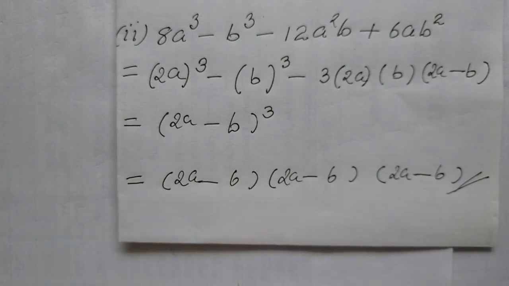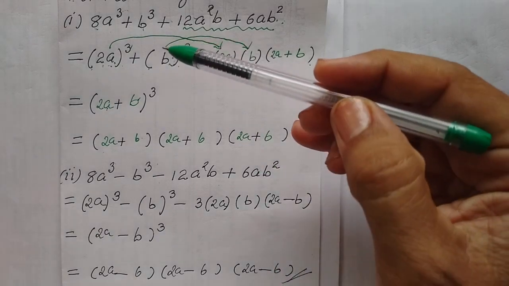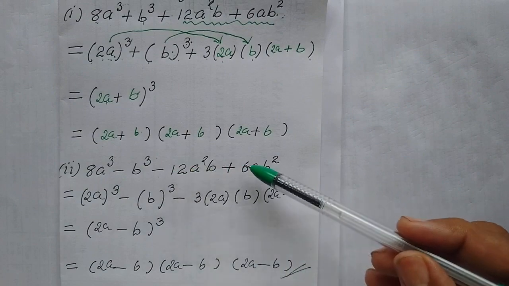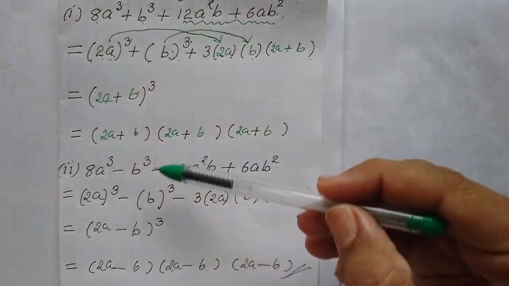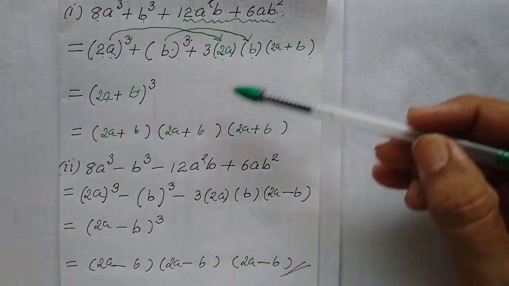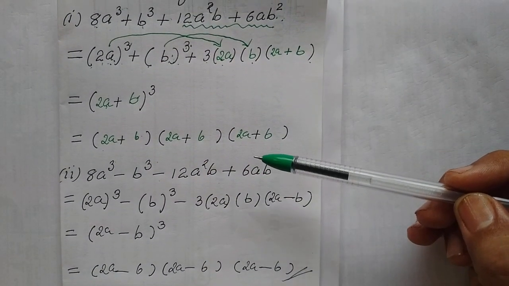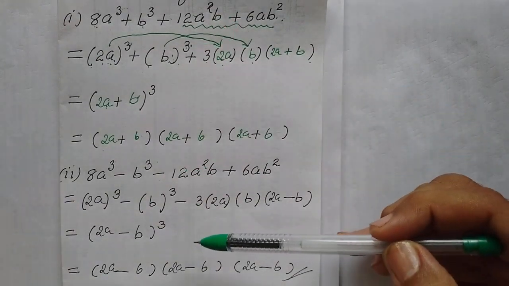Understood? Now see, children, you can see that here plus sign, here minus sign. Other terms are same: 8a cube, 8a cube, b cube, 12a square b, 12a square b, and this. So actually we want to learn how to solve the problems when plus and minus signs are given.